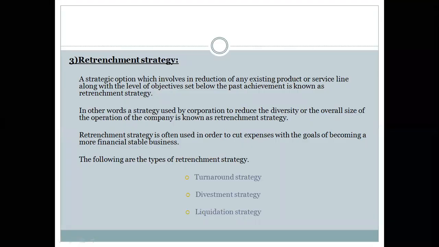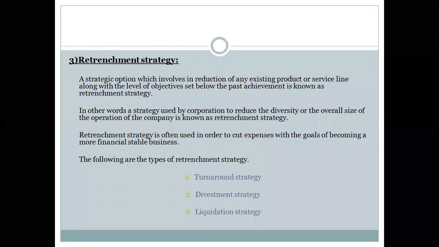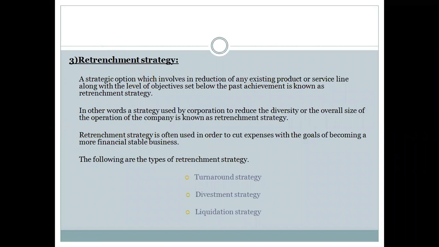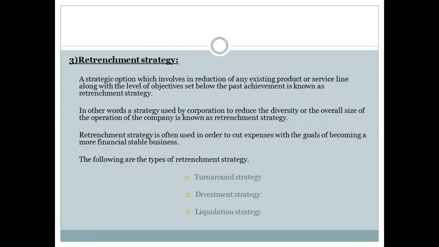Point number 3 is retrenchment strategy. A strategic option which involves reduction of any existing product or service line, along with the level of objectives set below the past achievement, is known as retrenchment strategy. Yes, guys, sometimes the demand for the product will be less. So what you need to do at that particular period of time is reduce its production. Then only your organization could be able to take strategic decisions to enter the market with a new product or to develop the existing product.